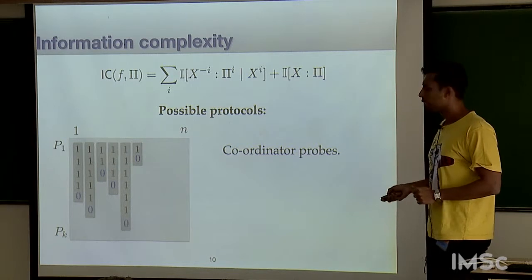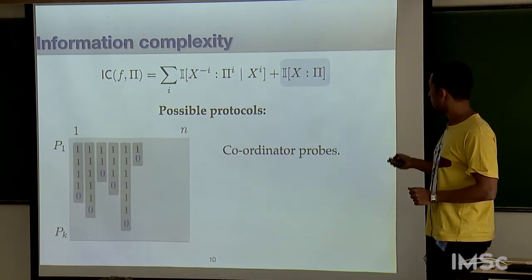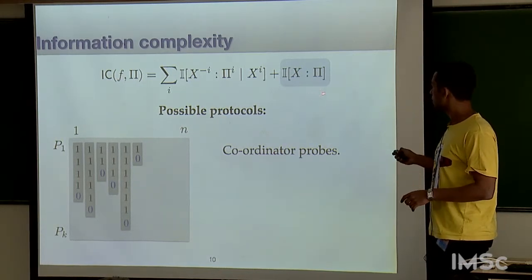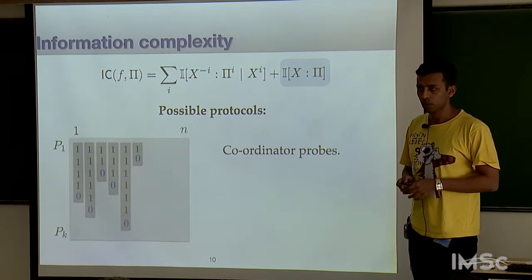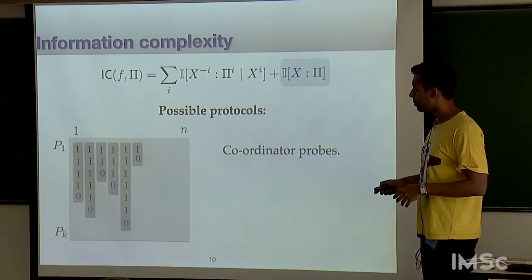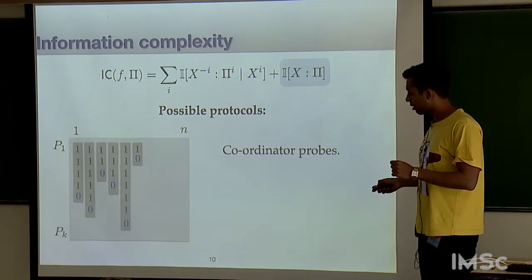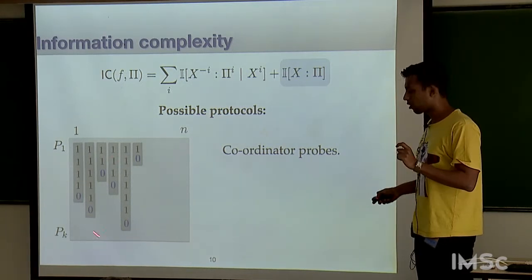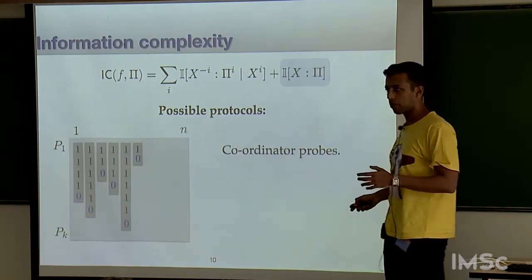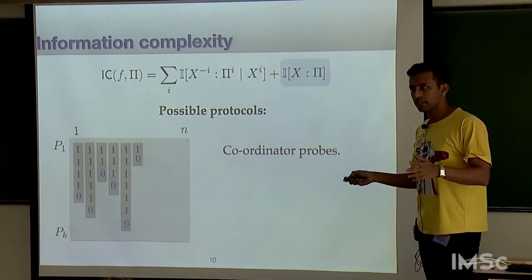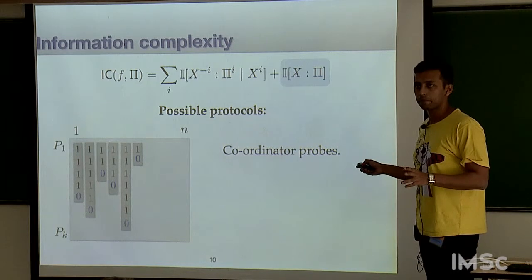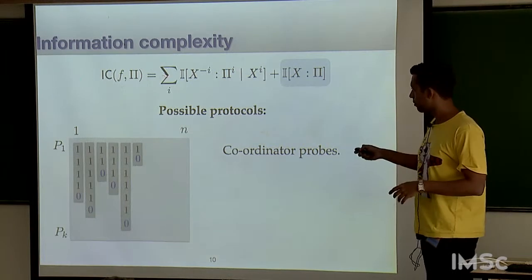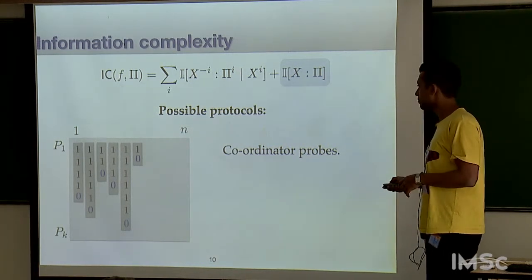The coordinator probes. You will see that this term, if I consider this protocol, cannot be more than n log k. Why? Because the amount of information you have to convey for specifying the first 0 of the column is log k. Because there are k rows, you have to convey log k amount of information, and there are n such columns. So it's n log k. This term cannot be more than n log k. But this term comes to the rescue. This can push the lower bound, the information complexity, to be as high as nk.